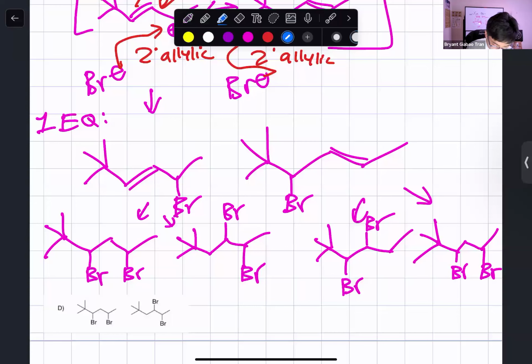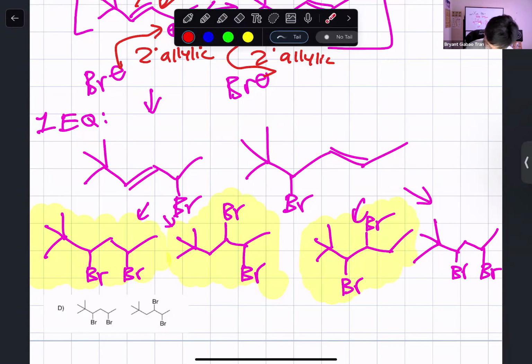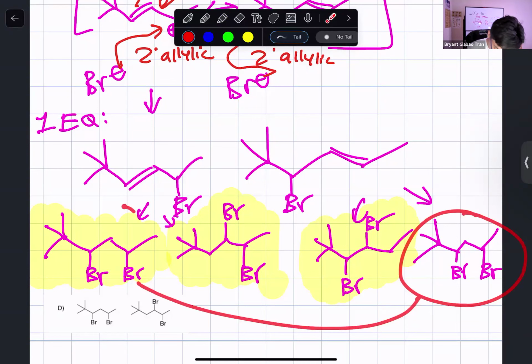But there's 3 unique ones, and I'm gonna highlight the unique ones in yellow, right? This is a unique product that we'll get. This is another unique product that we'll get. And this is another unique product that we get, right? This one here is not unique because this one is the same thing as this one right here, right? So we get 3 unique products.